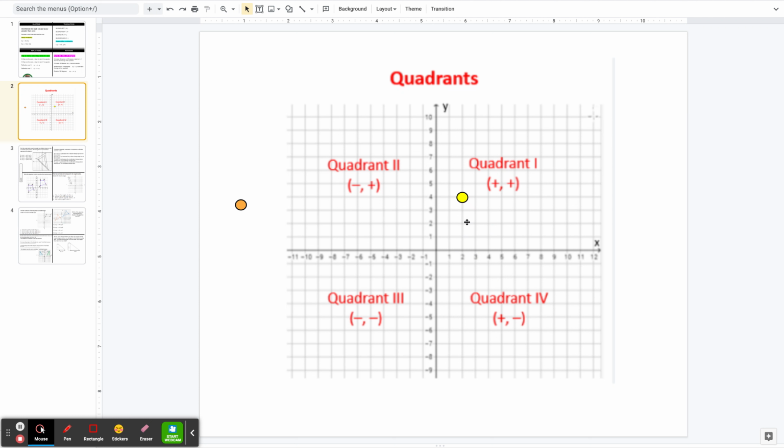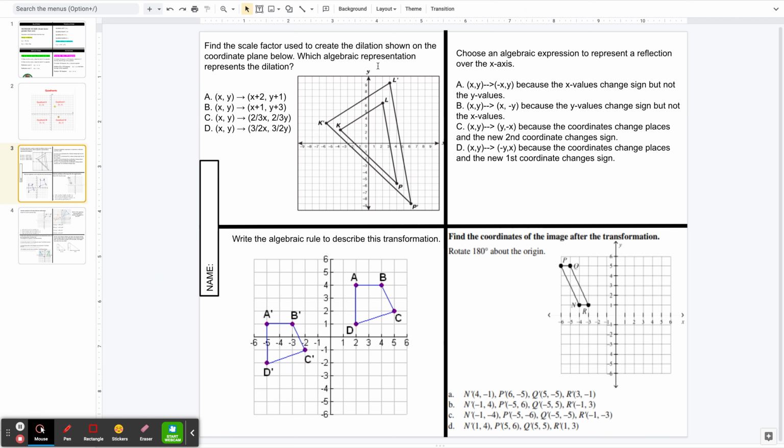Well, this yellow dot is at 2, 4. If I rotate positions, it becomes 4, 2. But this quadrant has positive x's, so it's a positive 4, and the y would be negative because the quadrant has negative y's. This is where we would put our new point position. This same logic applies to all of our problems that you'll see on the test.